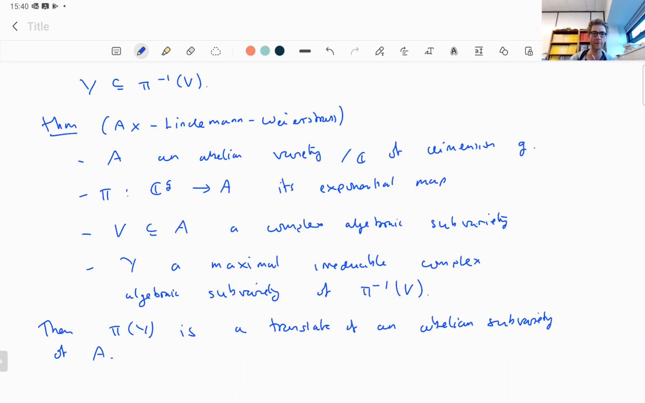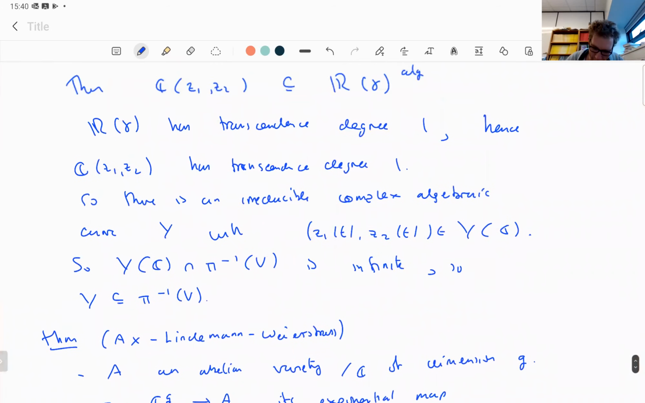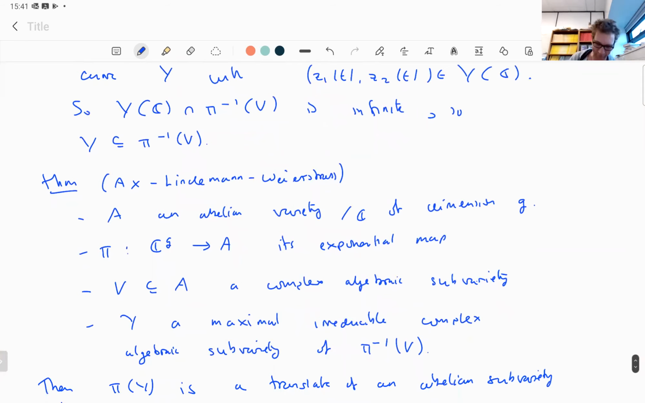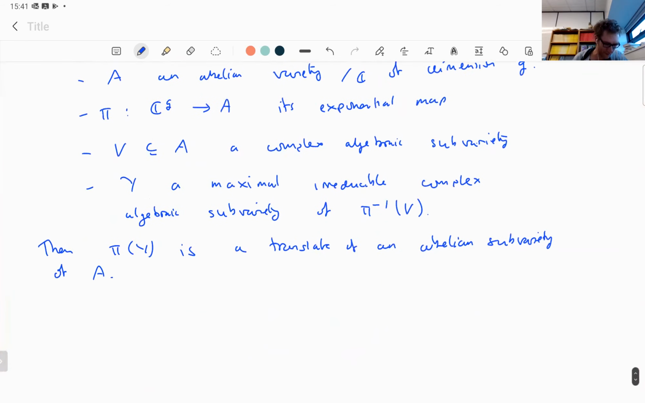So next time I'll say a little bit about the proof of this. I think it must be overkill in the case we're in, but I didn't quite see why. But it certainly does what we want. So let's finish the proof.